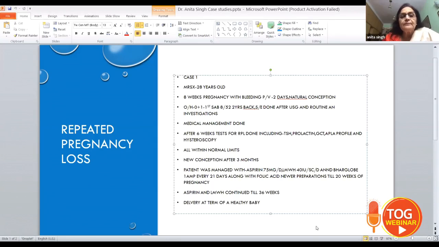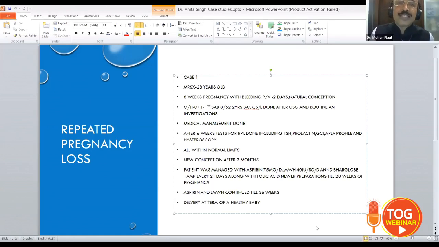Everything was normal. Then I just counseled her positively and told her that there was nothing to worry about, the next pregnancy will be normal. But at this stage I also did karyotyping of both partners, because the patient was very much worried and so keen to have a good pregnancy. That was also normal. And then I simply prescribed her folic acid, methyl folate with zinc and all those combinations, the newer ones. And I also gave her low dose aspirin.